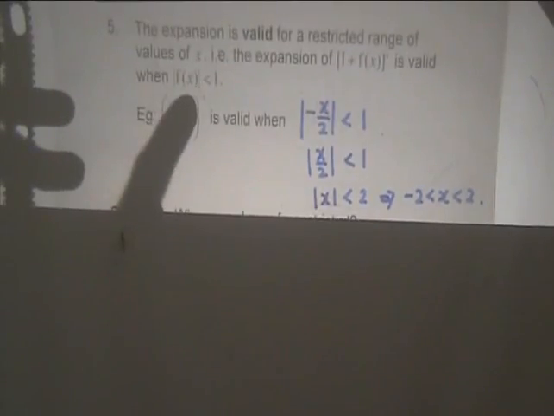Okay, we were at this part where we said that the expansion is only valid when the modulus of x is less than 1. So, question, why are the values of x restricted? Okay, so let's look at an example.